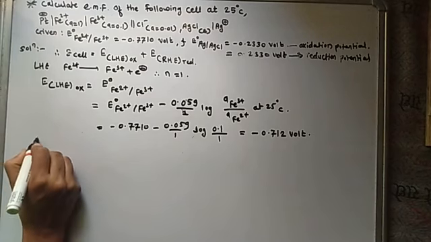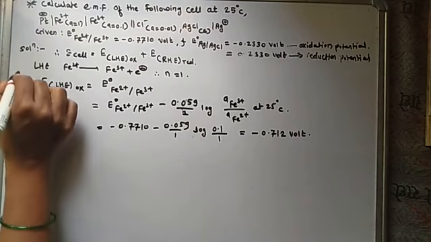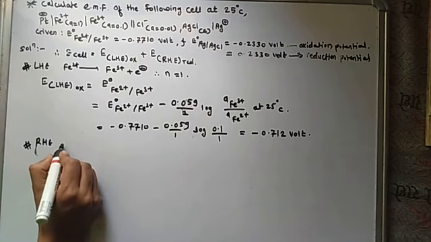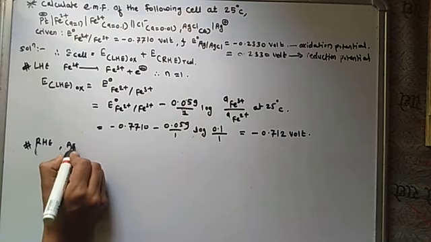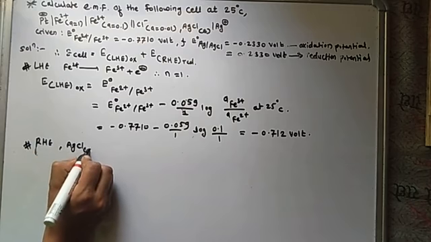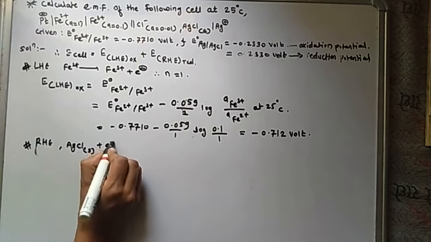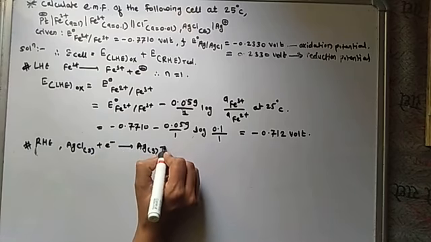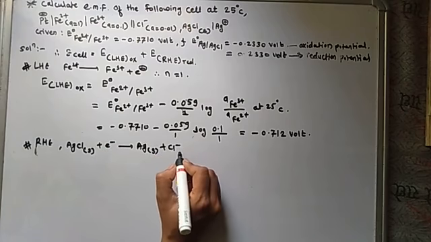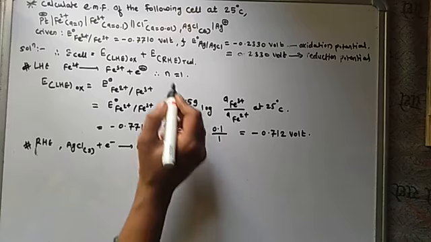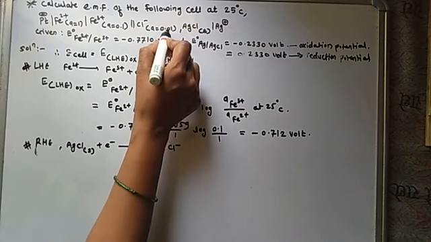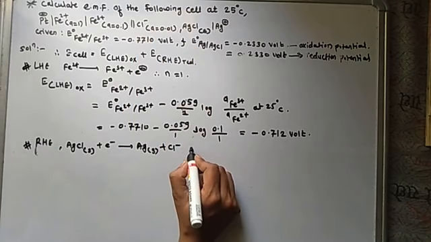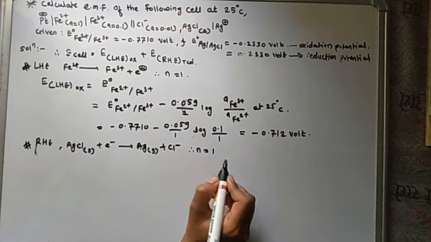And the other half cell is the right hand electrode. This is the left hand electrode, and the right hand electrode is AgCl solid plus electron. It gives Ag solid plus Cl-, and the activity of Cl- is given, that is 0.01. Here there is one electron, therefore the number of electrons is equal to 1.